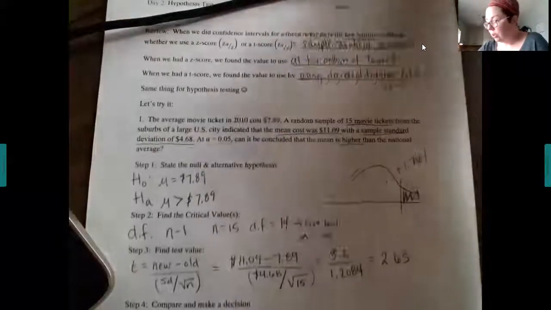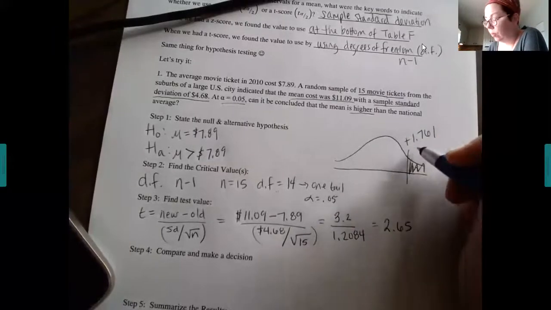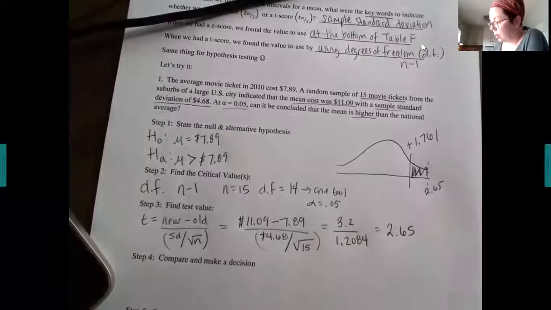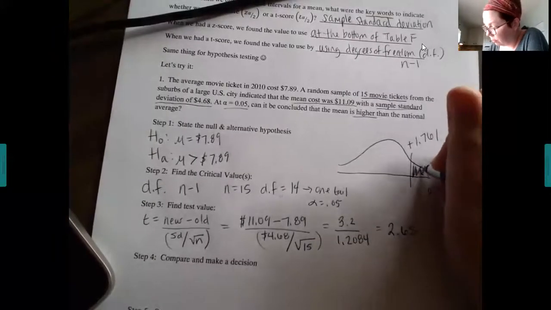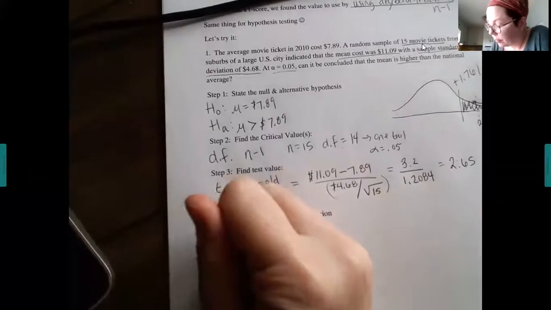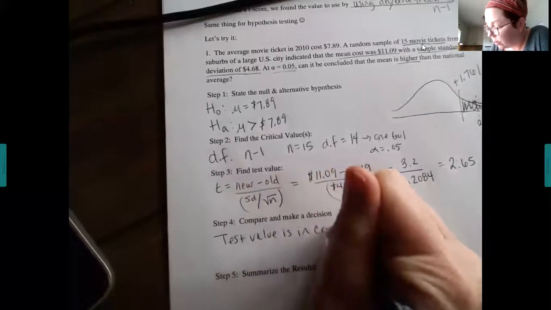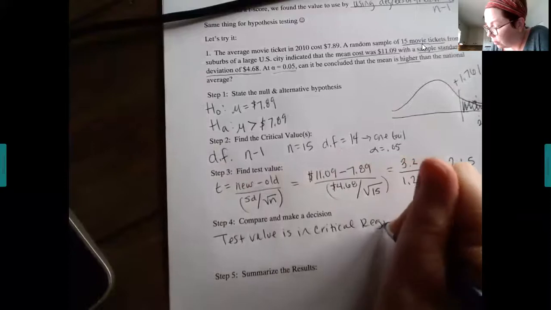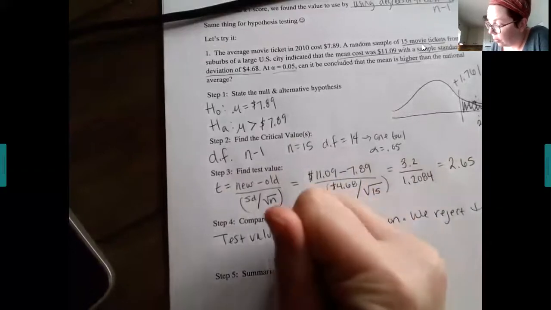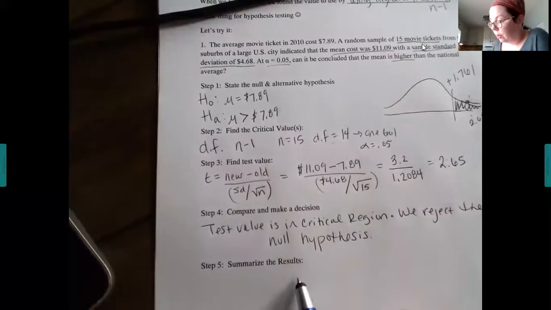Okay. So this is where you decide. Is 2.65 more positive, more to the right than 1.761? Hope you said yes, because it is. 2.65. All right, so that means it fell in the critical region. So say that test value is in critical region. So if it's in the critical region, we reject the null hypothesis. And then the results, or summarize that.